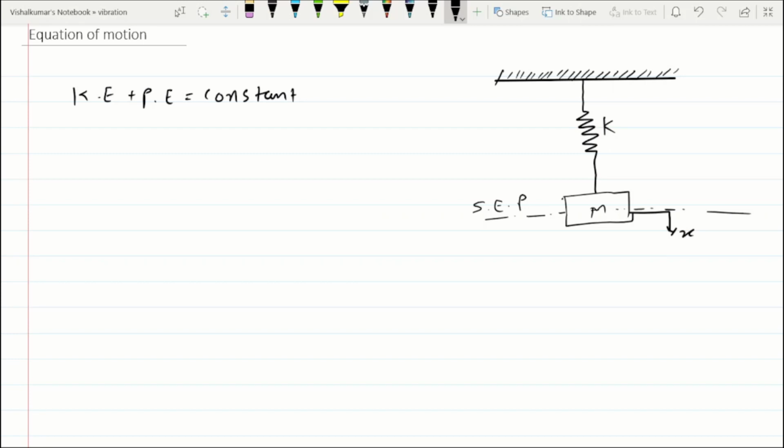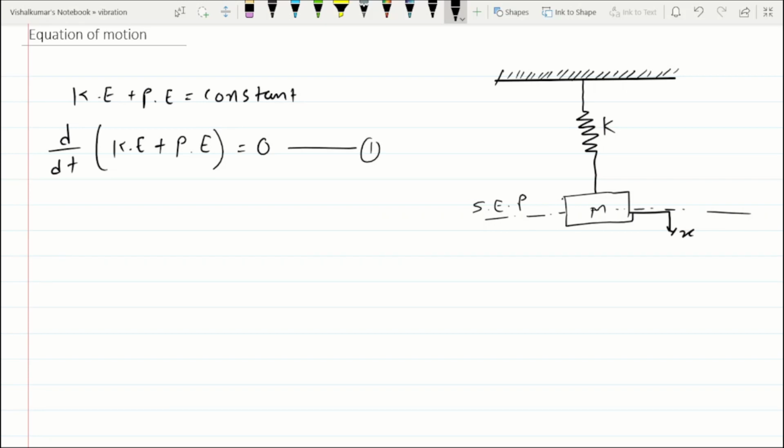This equation can be rewritten as the derivative of kinetic energy plus potential energy equal to 0. Let's say this is equation 1.